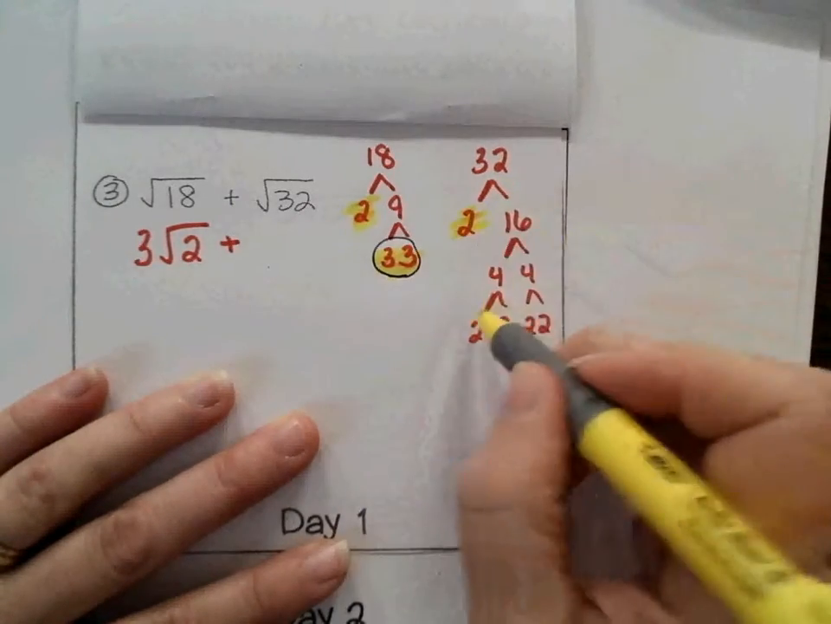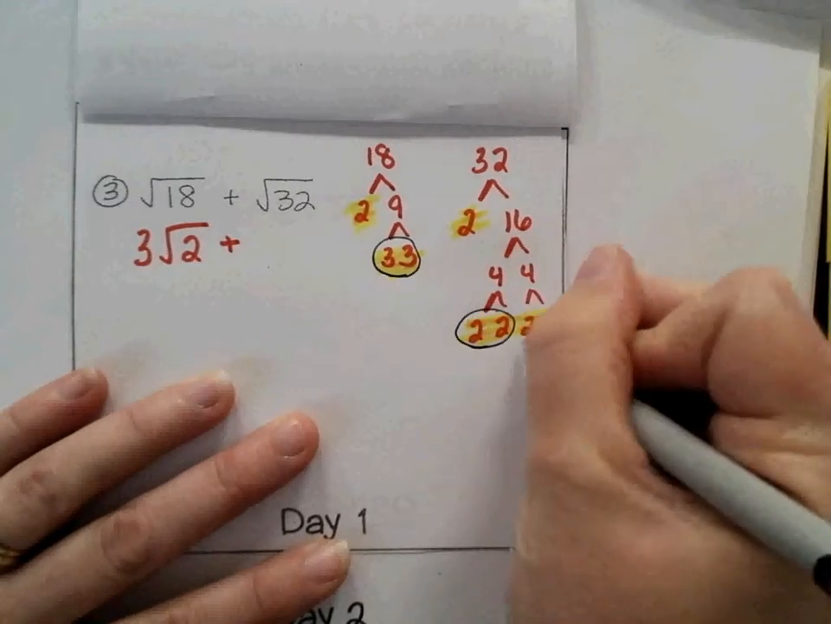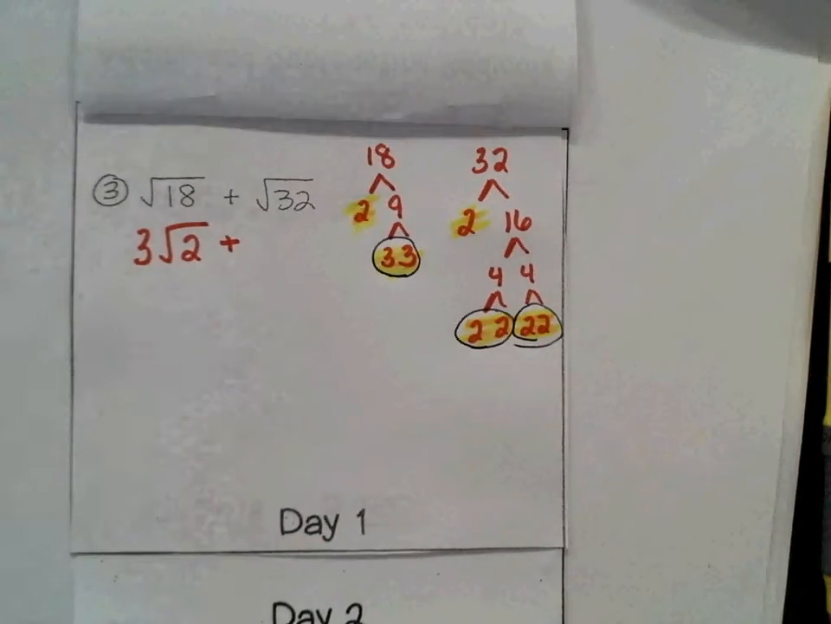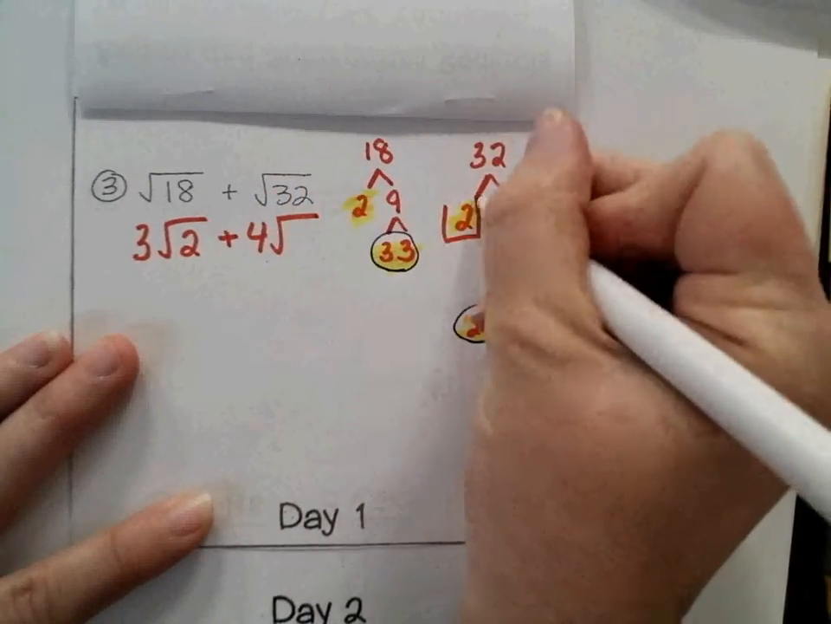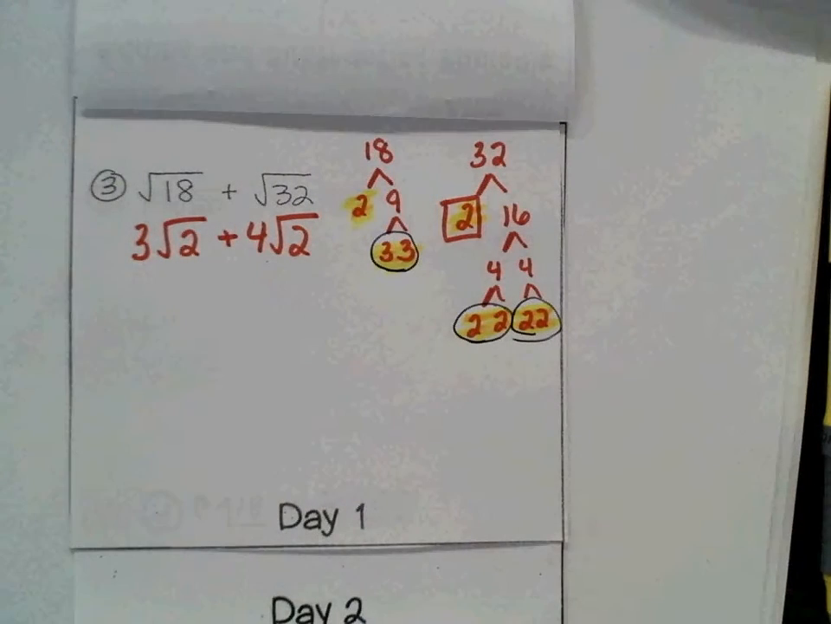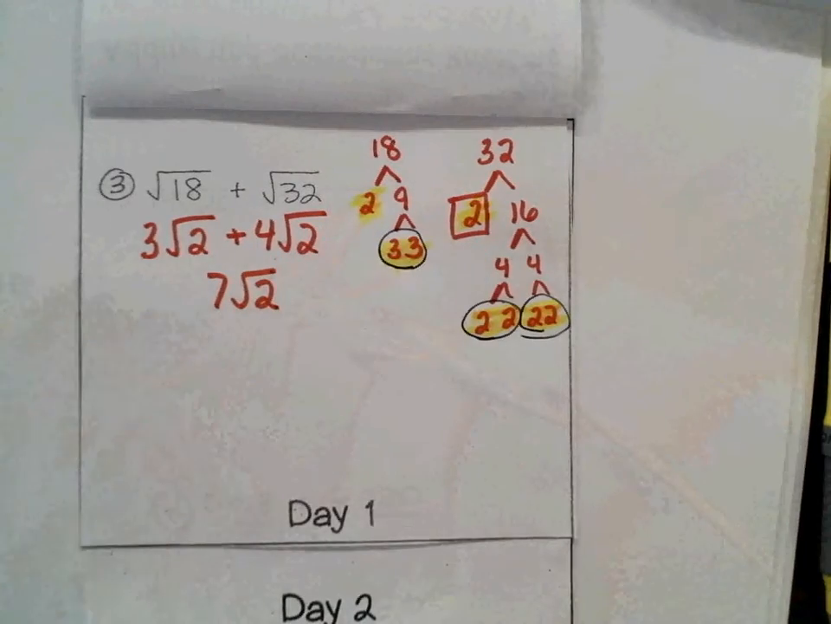If I look at my leaves there, I have 2 groups of 2. So on the outside, I'm going to have 4, 2 times 2. And on the inside, I'm left with 2. You notice how I started with something that didn't look like like terms, but I simplified them until they were like terms. Then you highlight what's inside, and you add 3 and 4. 3 plus 4 is 7. So we get 7 square root of 2.